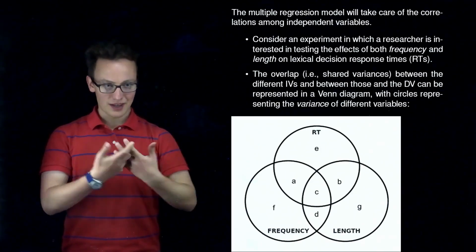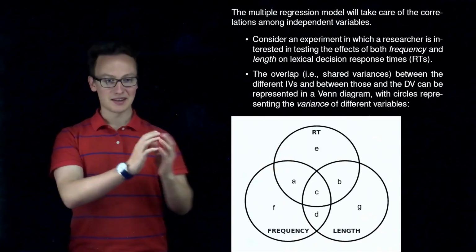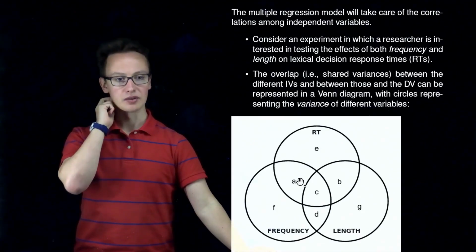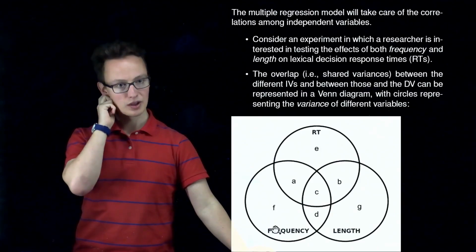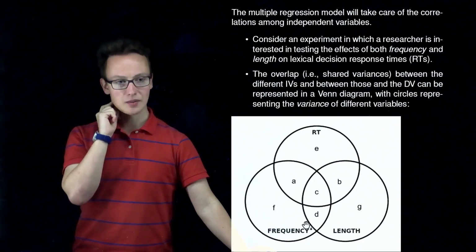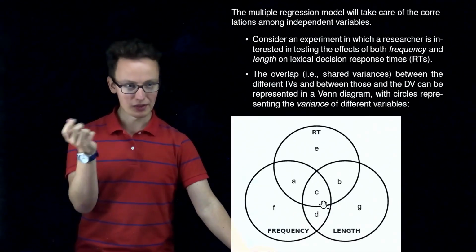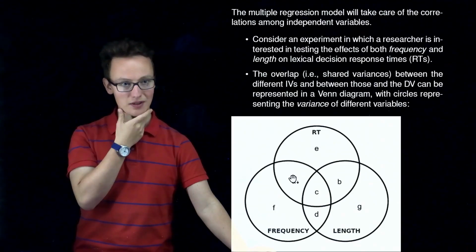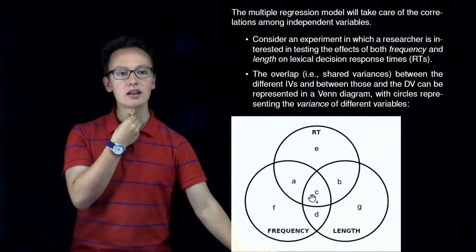So that's like the intersection in this Venn diagram of length and frequency, and that's like their correlation. And the problem is if we just did a simple linear regression predicting RTs from frequency alone, the model would try to find this shared variance between frequency and RT, which is this area A and C together.